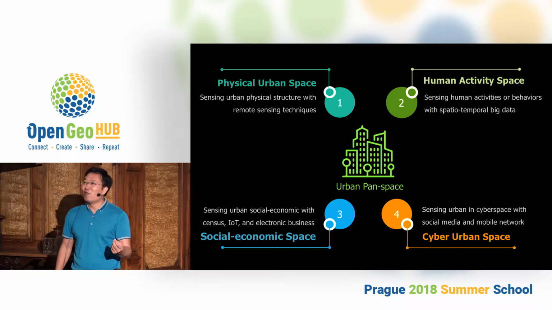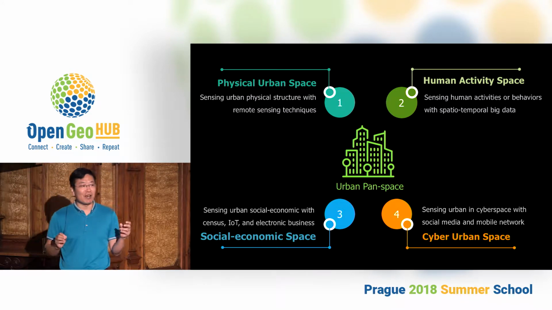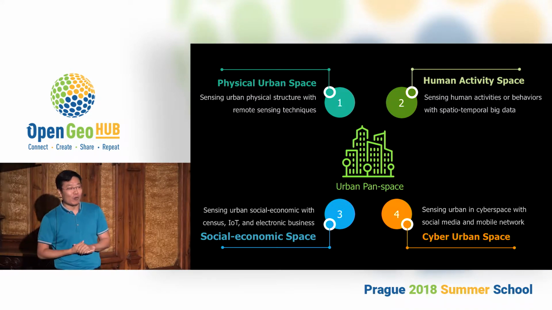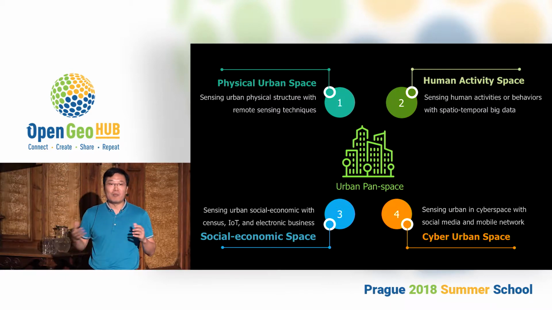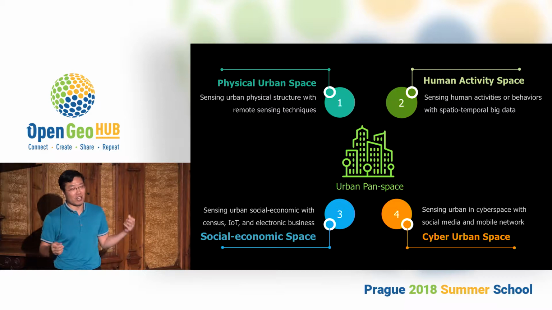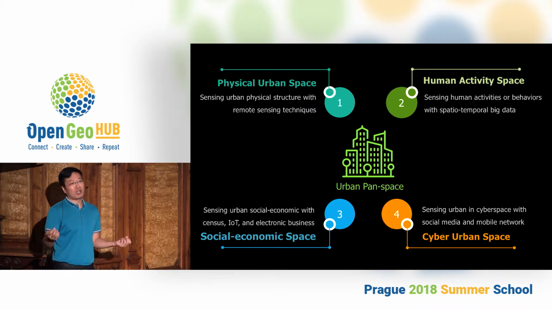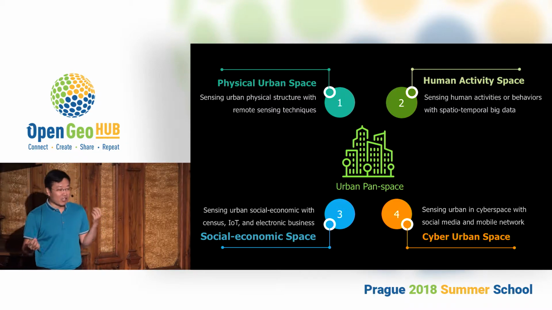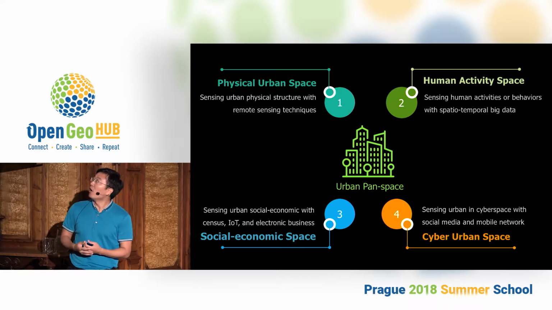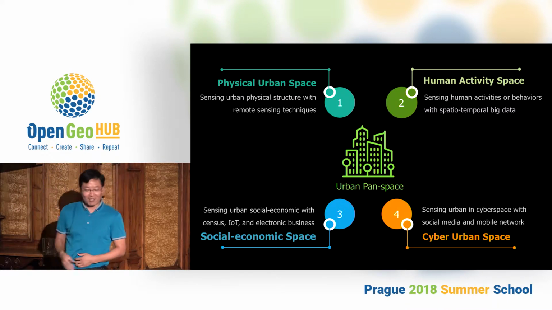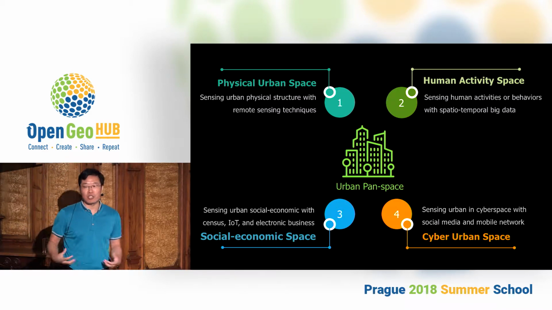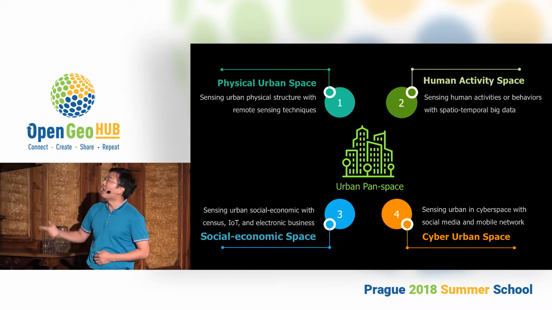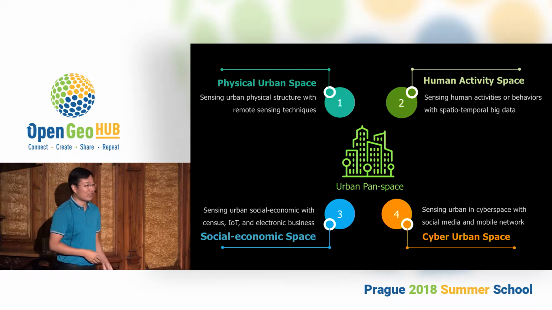To be specific, I divide the city space into four categories. The first one is the physical urban space. The second is concerned with the social economy of our city. The third is about human beings, because a city is where humans come together. The last one I'm concerned with is the cyber urban space.